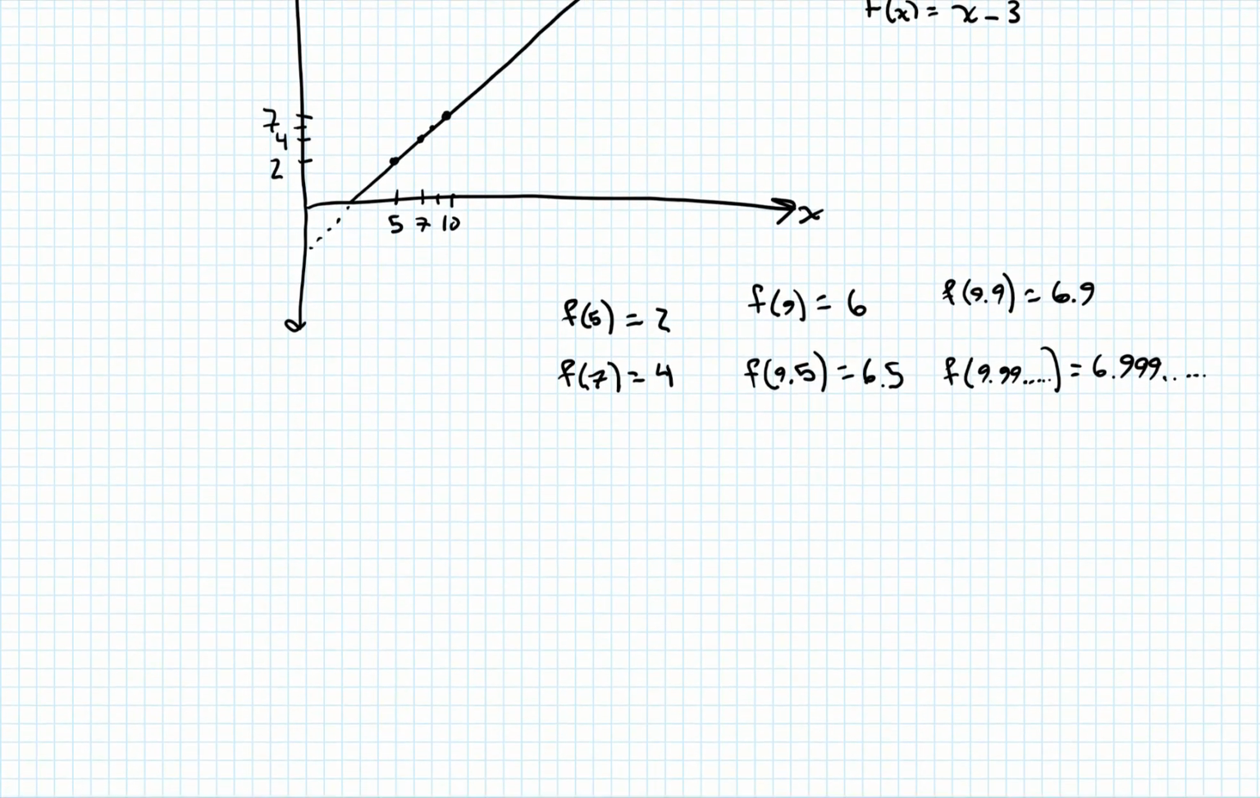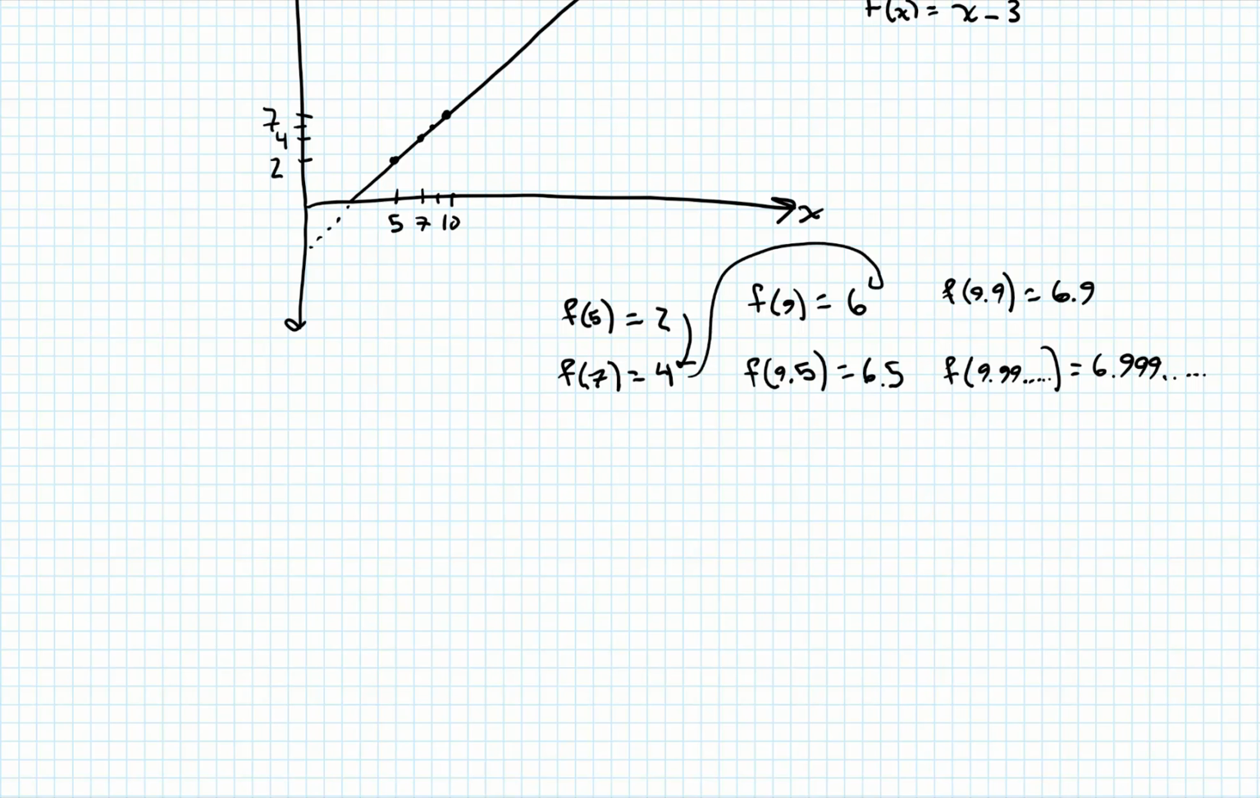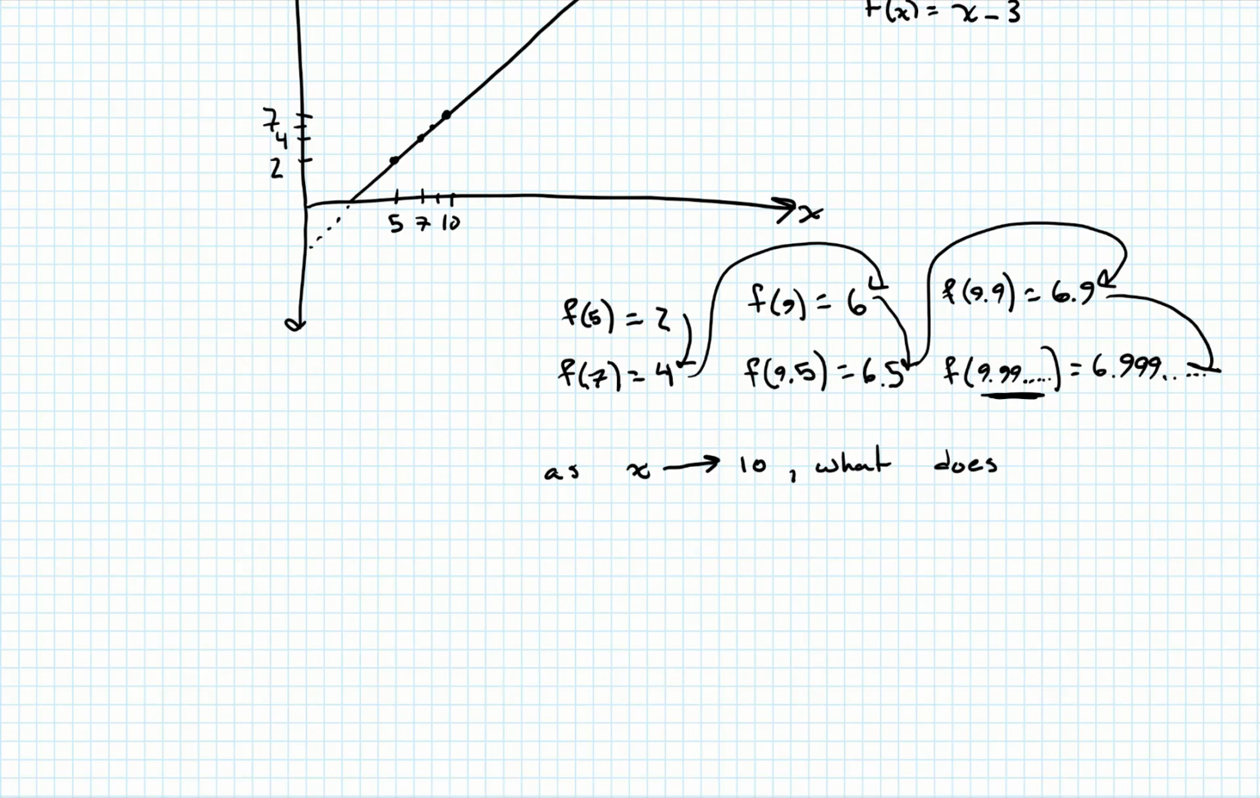So you can see that over time, the limit is talking about this process. What is it approaching as we get closer and closer to 10? As x gets closer to 10, what does f of x do? What number does f of x approach? And you can see here that f of x approaches the number 7. So we can say f of x approaches 7.